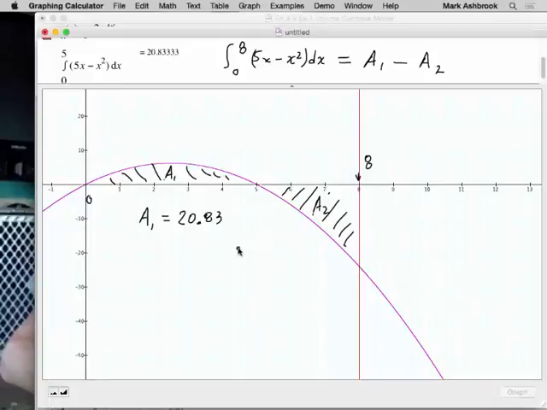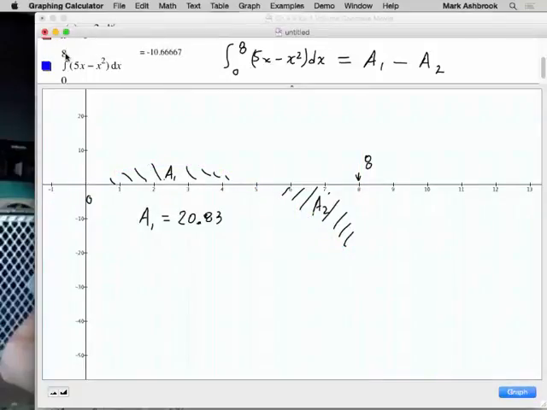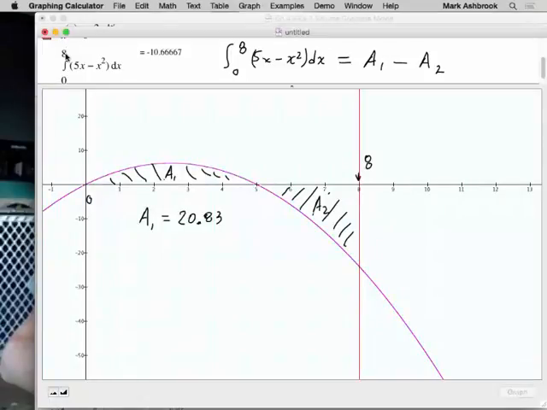So what are we expecting? What do you expect when I change this from 0 to 8? What are you expecting for the value? It would be definitely less than 20.8. Do you think it's going to be less than 0? Does it look like A2 is bigger than A1? If A2 is bigger than A1, then this integral should be less than 0. It is. So this then is equal to a negative 10 2/3. And you could do the math easily to verify that.